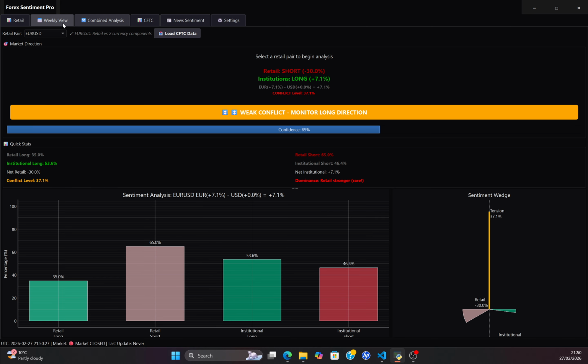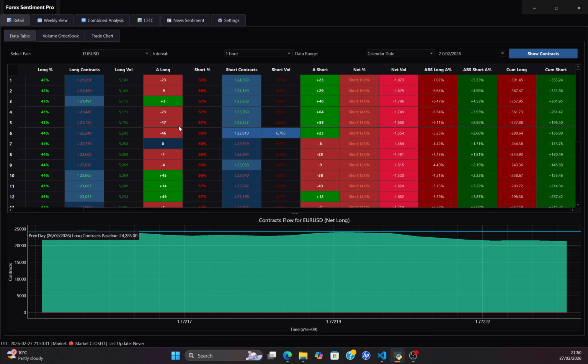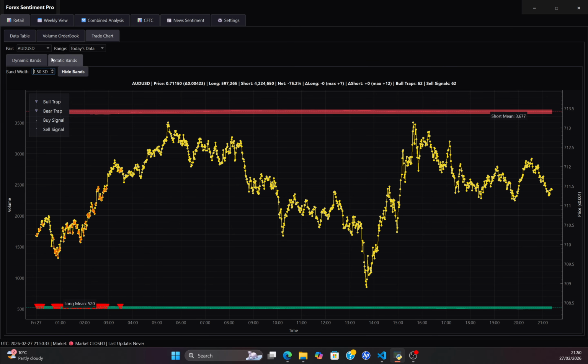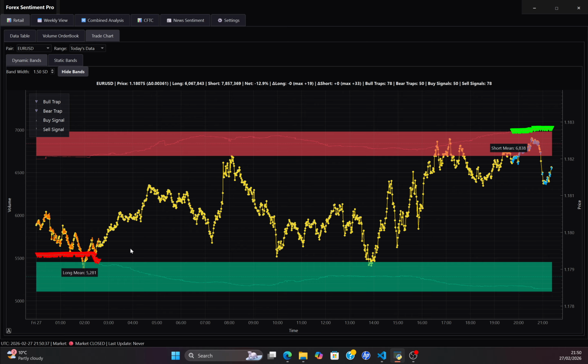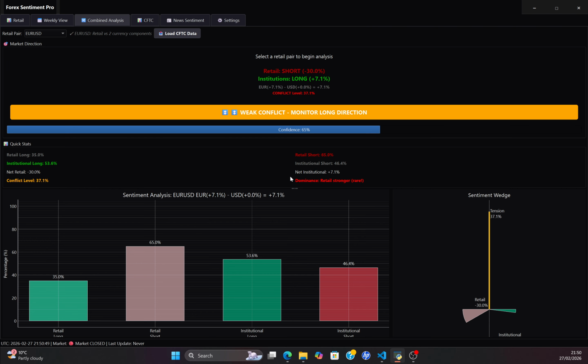So if we're looking at what happened on Friday, let's look at this. Retail traders are short and institutionals are buying. What happened with the price? That's on Friday. That's the opening price, and then that's the closing price. I guess price is moving in the direction of the big boys in the market.